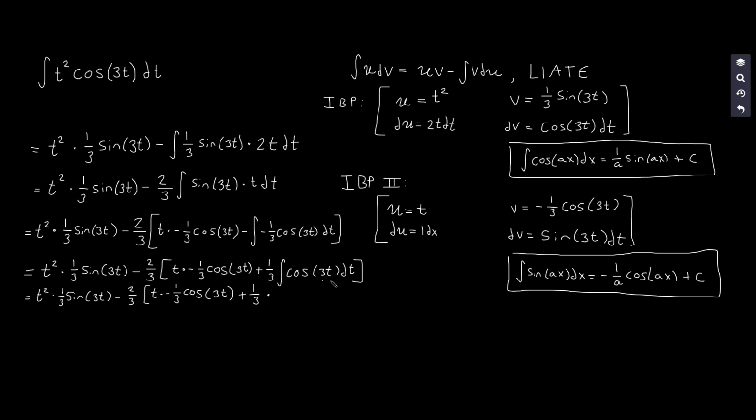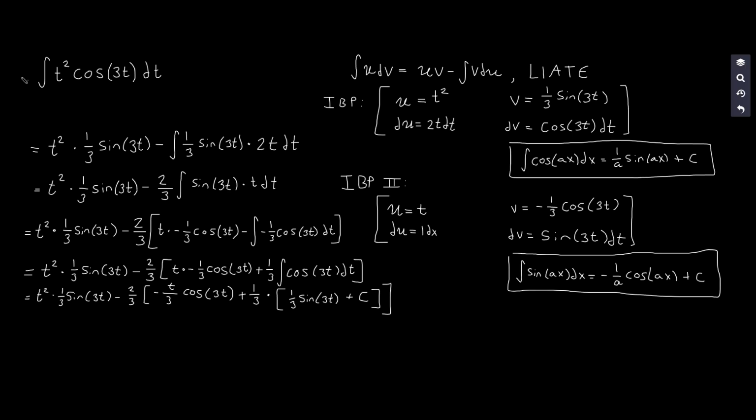So we can integrate that. The integral of cosine of 3t, we have the formula for that here. So that's just going to be 1 over 3 sine of 3 times t. This is t times negative 1/3. Negative t over 3 times cosine of 3t.